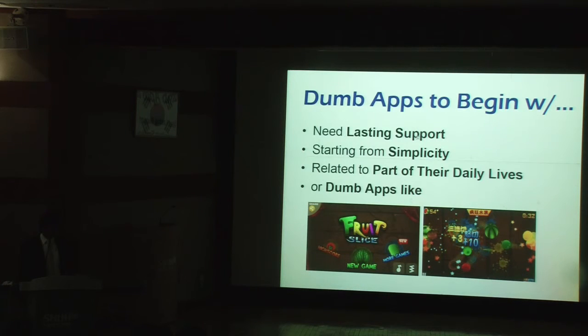But they need lasting support. They need support, and they need us to start from simplicity. And they also wish us to introduce some applications related to their daily lives, not so formal. For example, when you're talking about prevention, we might talk about diet, exercise, and this kind of issues, but they don't like it. Okay, remember this.